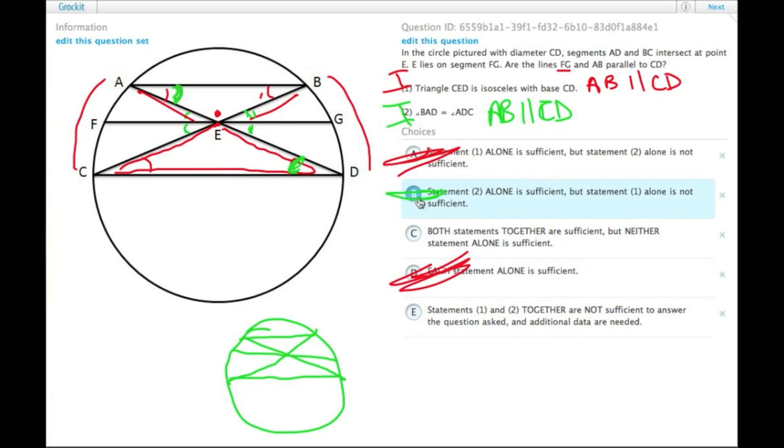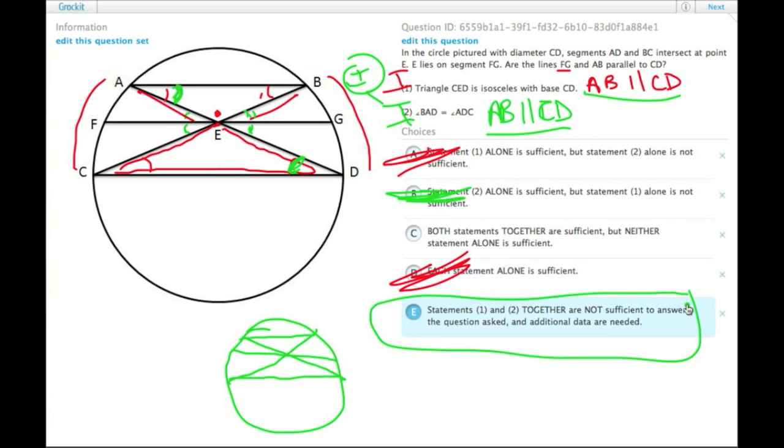So B is out. Even in conjunction, they both establish the same thing, that the top and the diameter lines are parallel, but we don't have anything for FG, so even in conjunction, the two statements are insufficient, and it's answer choice E.